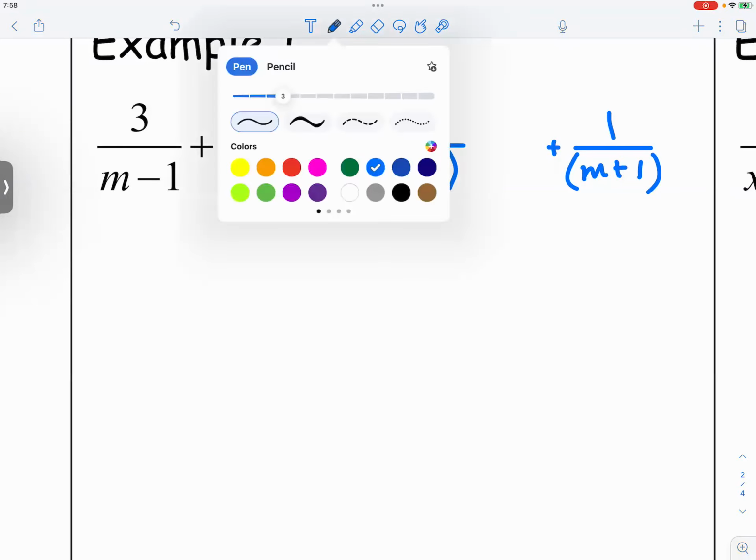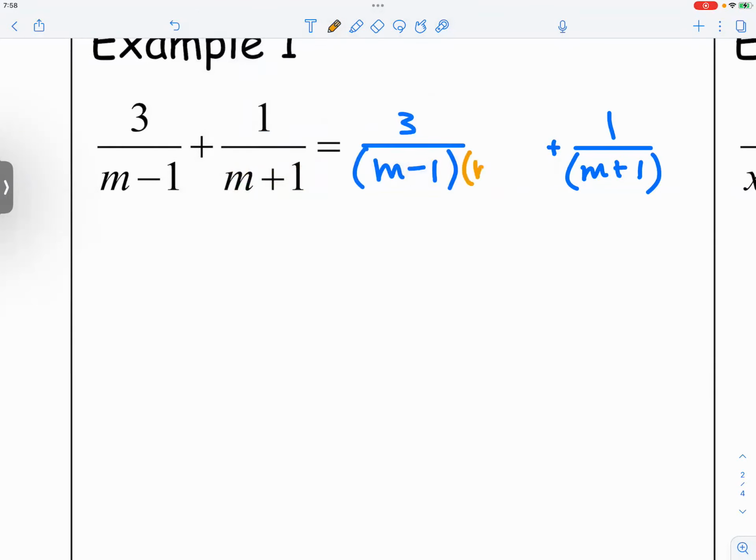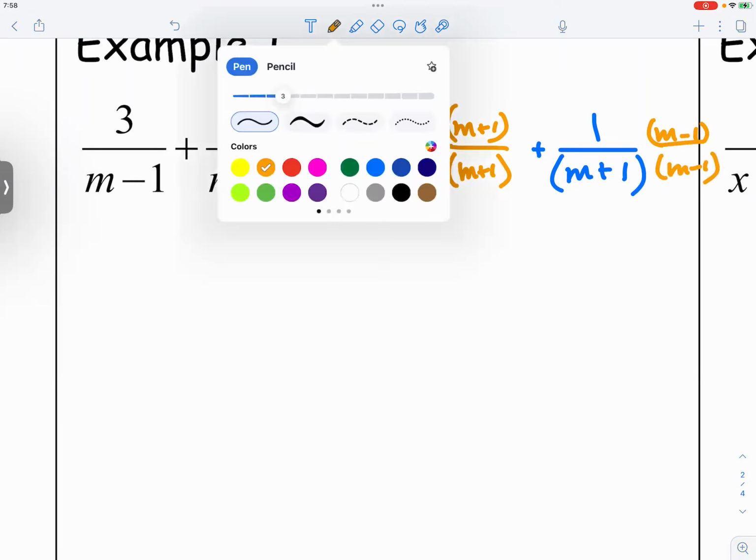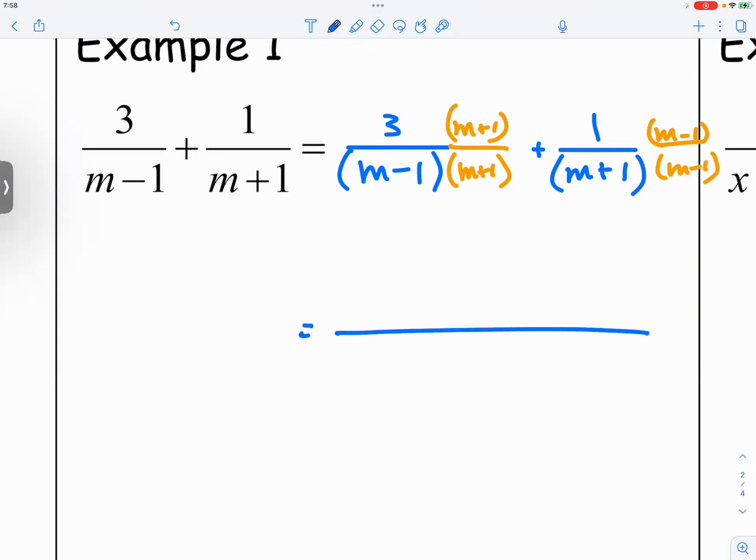Well, guess what we're about to do? We're going to make the same denominator, and whatever they don't have, we multiply it. So it's like what I showed you earlier, 1/2 plus 1/3. Well, what's the common denominator? In that case, that will be 6. And for this particular case, it will be m plus 1 times m minus 1. That will be the common denominator. So we will have a common denominator right here.